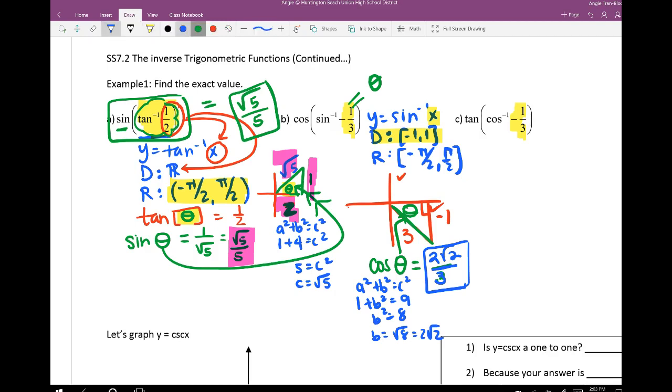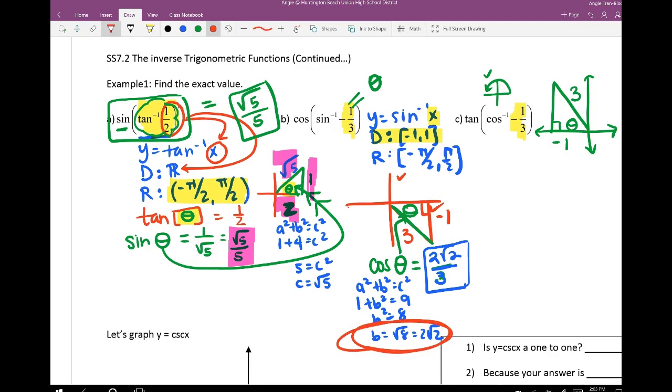And 1/3 is not one of the ratios that we know. So guess what you're going to do? You're going to draw out a triangle in the correct restricted quadrant. Cosine is restricted from 0 to pi, so I'm going to draw it out in quad 2, and let this be your angle. Cosine is adjacent over hypotenuse. We did it just a minute ago, finding that missing leg. That missing leg is 2 rad 2.